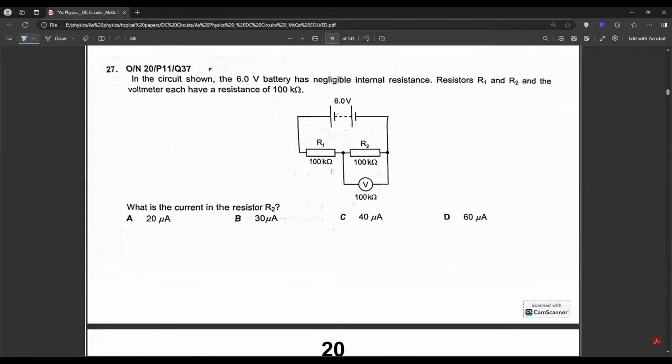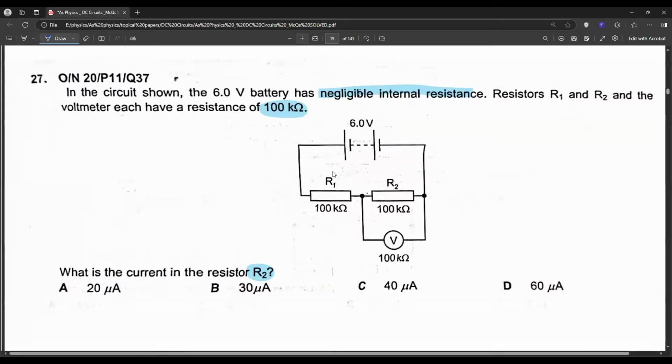In the circuit shown, the 6-volt battery has negligible internal resistance. R1 and R2 and the voltmeter each have a resistance of 100 kilo ohm. What is the current in the resistor R2? You have to calculate the current here, I2. Let me zoom in a bit. How can you do that? First of all, let's calculate the total current in the circuit. V is equal to I total into the resistance total.